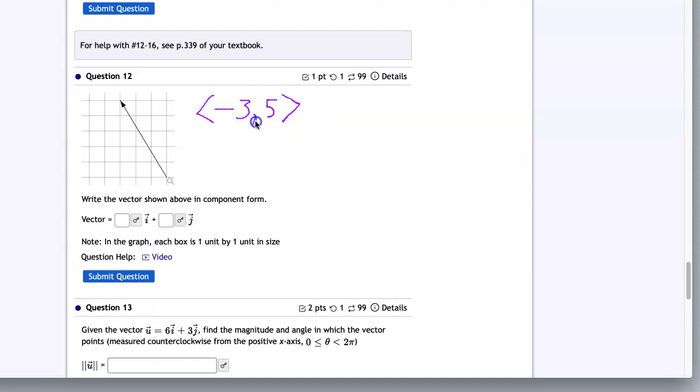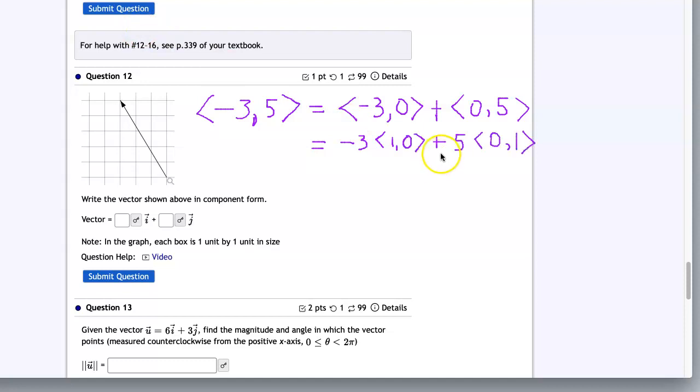Now, this is actually the same thing as the sum of the following two vectors. So -3, 0 and 0, 5, these two vectors, if you add them together, we get here. So this is the resultant vector if we add these two quadrantal vectors, that is vectors that follow exactly along with the x-axis and the y-axis. Now we can further break this down into -3 times 1, 0, and then also 5 times 0, 1.